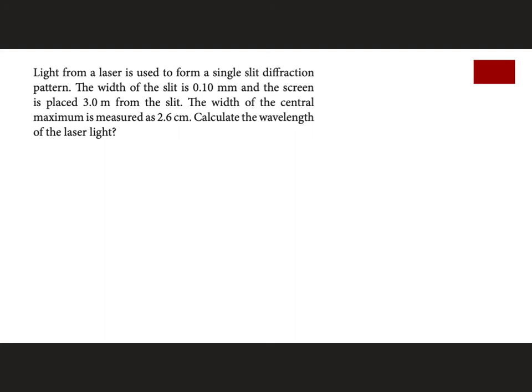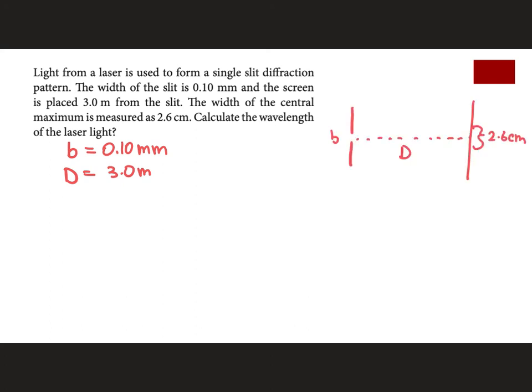So let's set up this question. Light from the laser is used to form a single slit diffraction pattern. The width of the slit is 0.1 millimeters. And the screen is placed 3 meters from the slit. And it says that the width of the central maximum is 2.6 centimeters. Now, one of the things I want to point out about this is that's the width of the central maximum. That means from both sides of this dotted line that I have down the middle. So if I want to measure x, just the distance from the center to the first minimum, that's actually going to be 1.3 centimeters. Now, one thing I want to point out here is all of these are in different units. The easiest thing to do is to right away put in your multipliers to make sure they're all in meters.